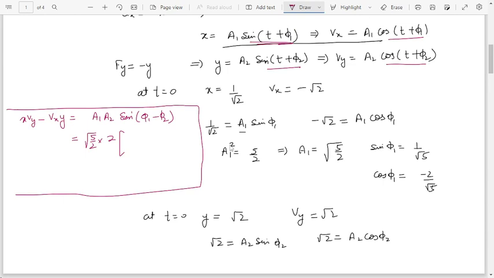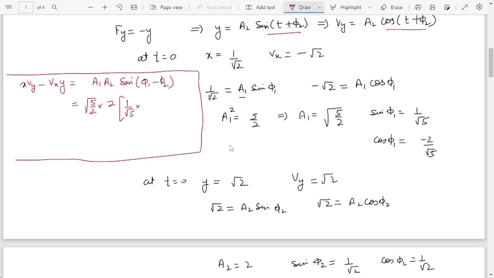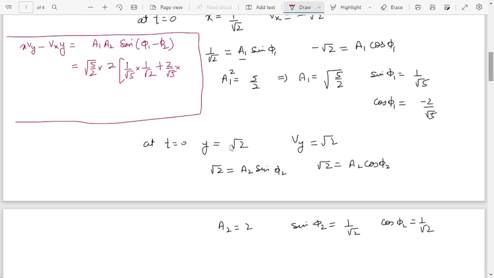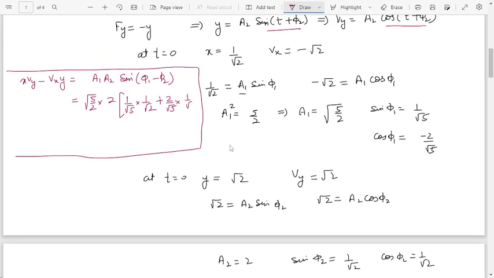And this you can expand. Sine phi 1 cos phi 2. Sine phi 1 was 1 by root 5 into cos phi 2. Cos phi 2 was 1 by root 2 minus cos phi 1 was minus 2 by root 5, so this will become plus, and sine phi 2 was 1 by root 2. Okay, so let us see what we get from here. Root 5, root 5, root 5 gone. The outside will become root 2 and it will go inside. So it will become 1 plus 2. So this will be 3.